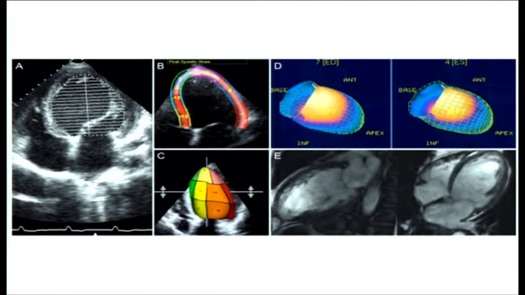Panel D describes the CT, which you can use where echo is not reliable enough in difficult patients. But after all, the cardiac MRI, which is shown in panel E, is the gold standard and a very accurate method of measuring the LV volume and ejection fraction.